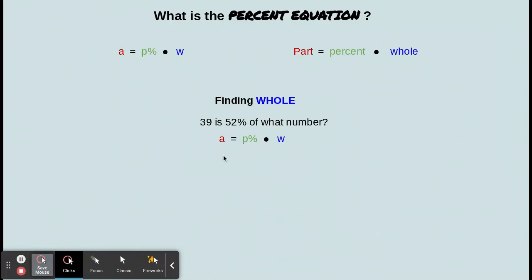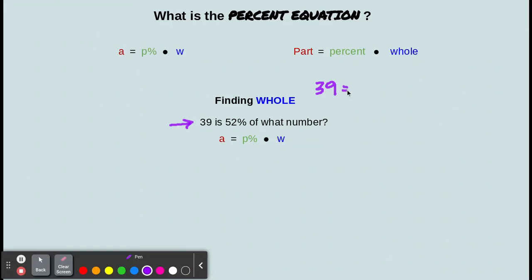Okay, and the last one, we can use the percent equation to find the whole. So on this one, this question reads 39 is 52% of what number? Okay, so we know that our part is 39. The percent they gave us is 52%. And we're trying to find the whole, right?